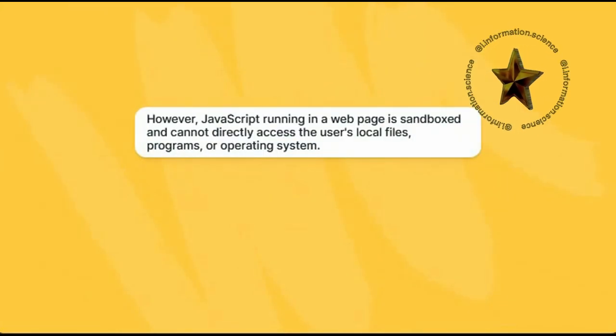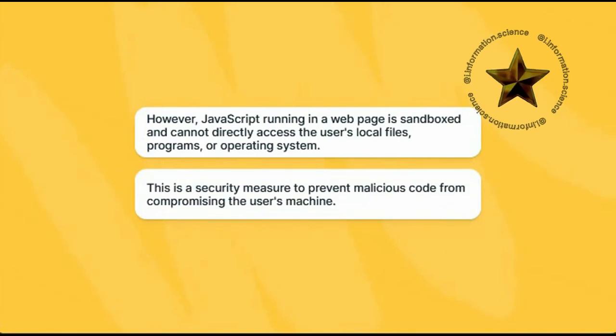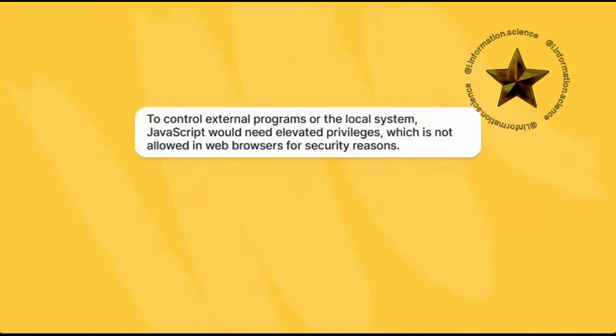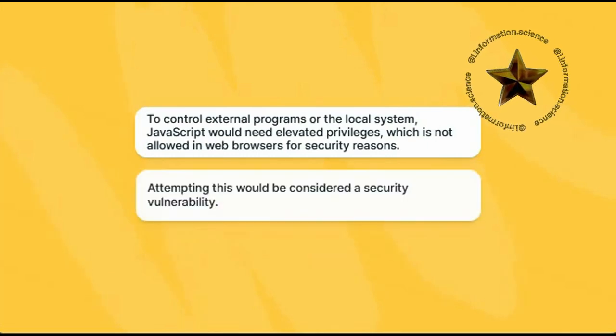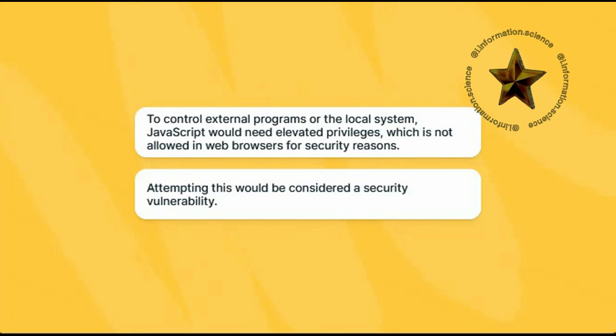However, JavaScript running in a web page is sandboxed and cannot directly access the user's local files, programs, or operating system. This is a security measure to prevent malicious code from compromising the user's machine. To control external programs or the local system, JavaScript would need elevated privileges, which is not allowed in web browsers for security reasons. Attempting this would be considered a security vulnerability.